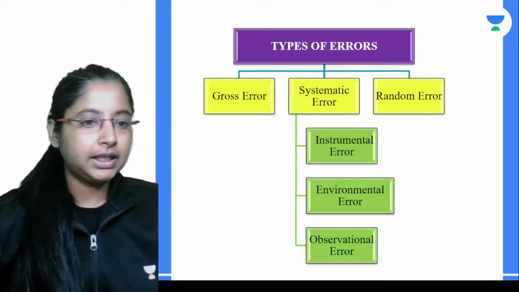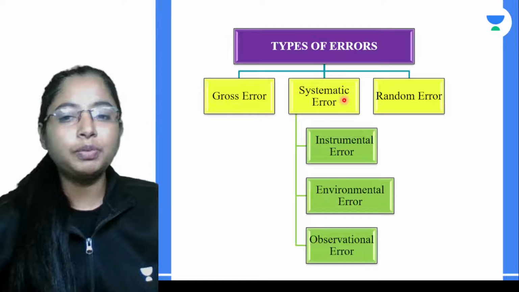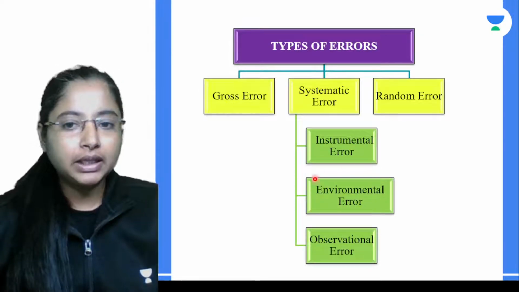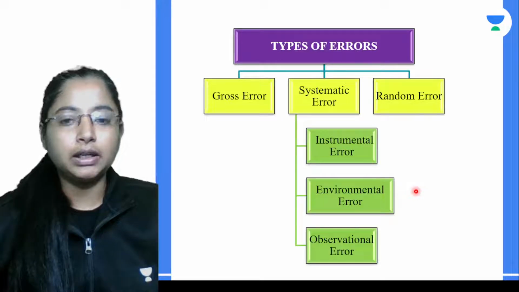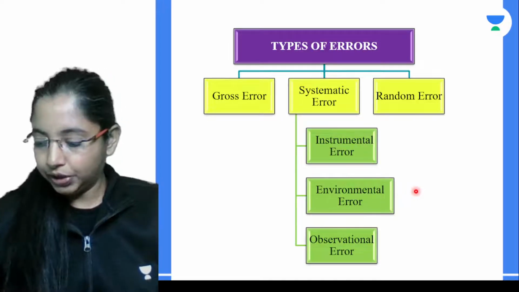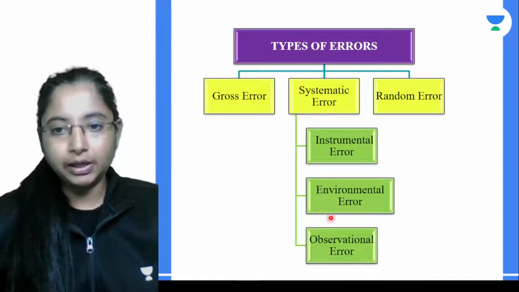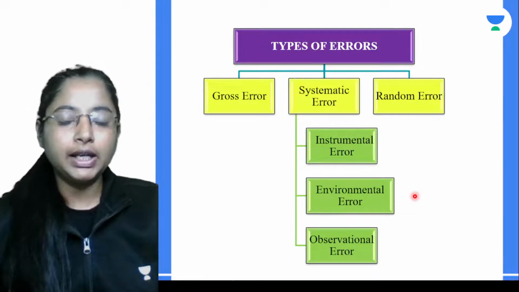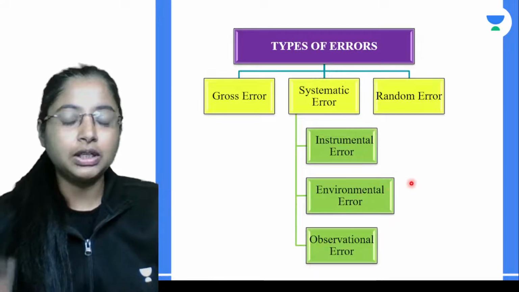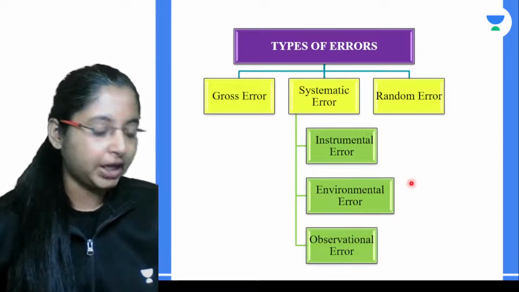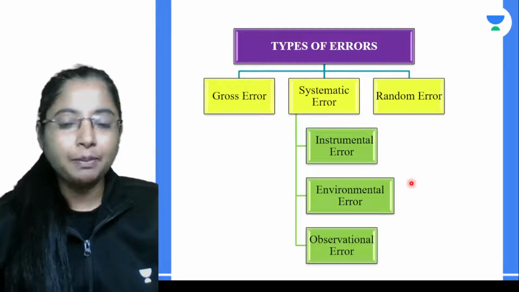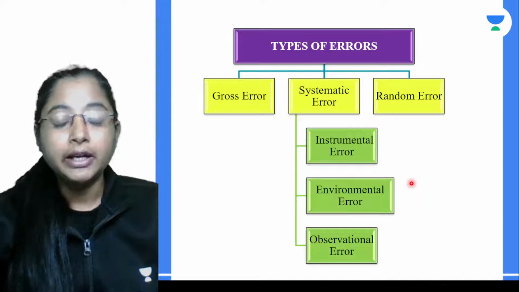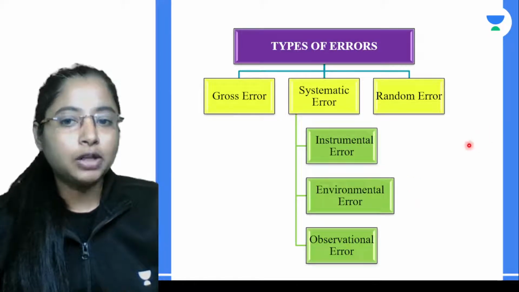And the next type, systematic errors, could be because there's some sort of an error in the instrument itself. Then there could be environmental errors. Let's say you're trying to measure something with your scale, but the temperature of the room where you're carrying out the experiment is very high, so the scale tends to expand. So these could come under environmental error.